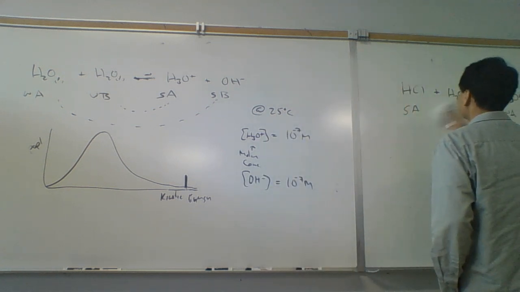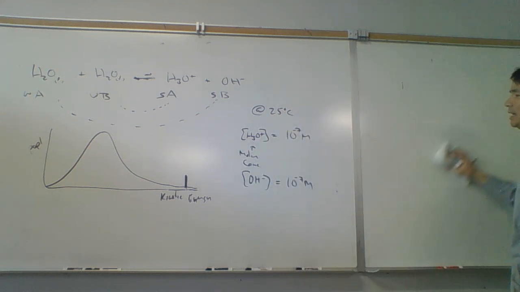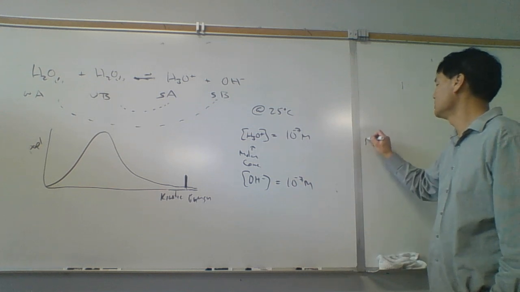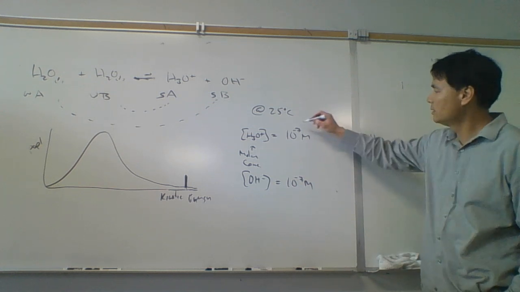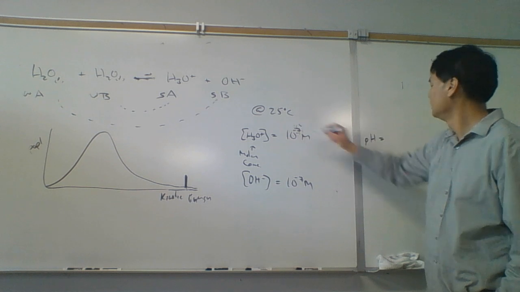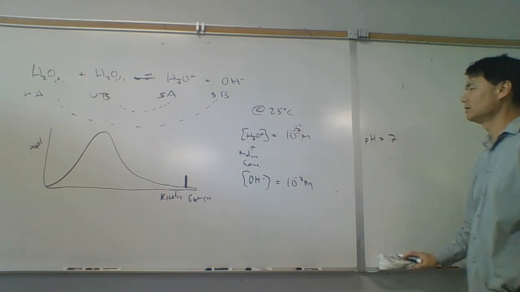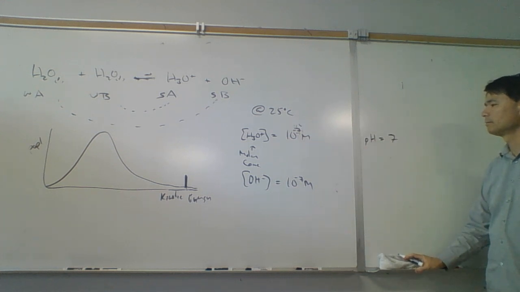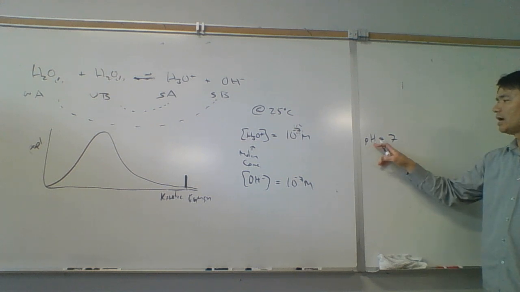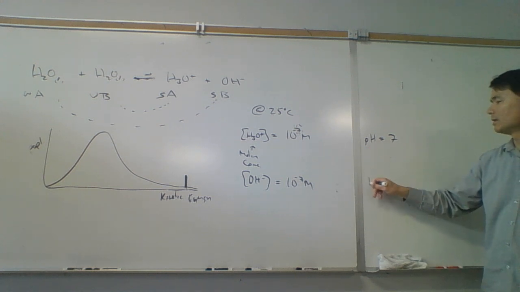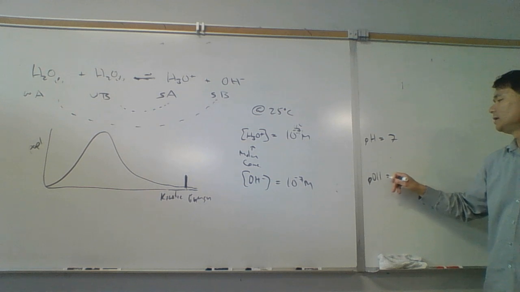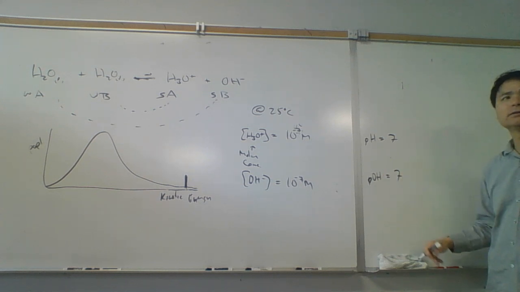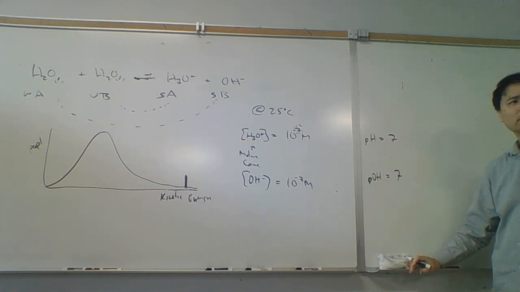Now we have the pH. The pH is just looking at this guy here, the 7. So this is going to be pH 7. This is the power of the hydrogen ion or hydronium ion. This would be the pOH, the power of the hydroxide, which would also be 7. So the pH and the pOH are 7.